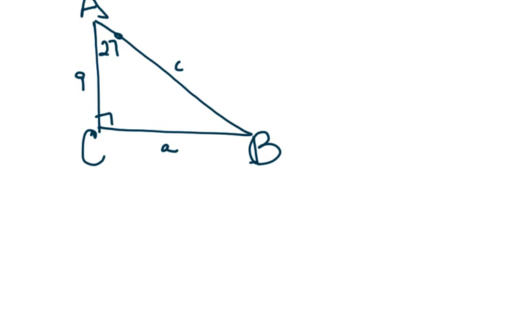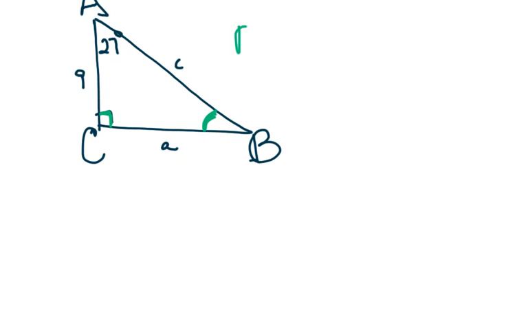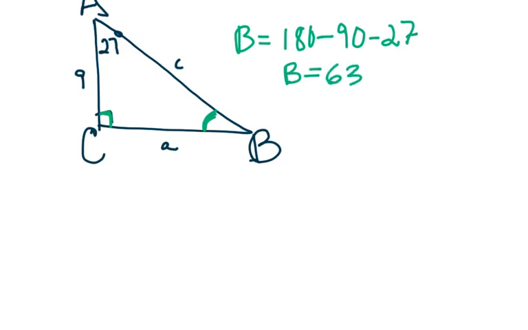Probably the easiest to start with would be this angle. Now you know that 90 plus 27 plus angle B is going to end up adding to 180. So if I just wanted to do B equals, all in one step, 180 minus the other 2 angles, then I should be able to pretty easily get B equals 63. Okay, that's my first one.